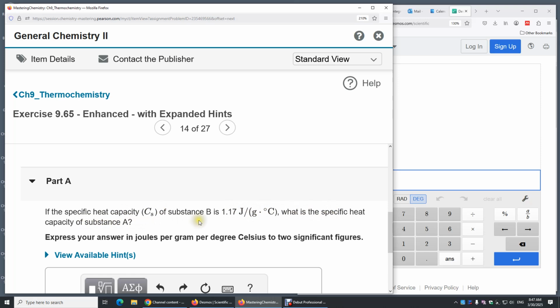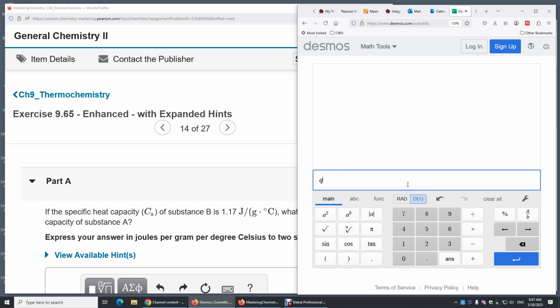So again, we're going to use this equation, Q sub A plus Q sub B equals 0. We can use this equation to solve the problem. And also, we can simply use Q sub A equals negative Q sub B. These two equations are the same. And then we plug in numbers.